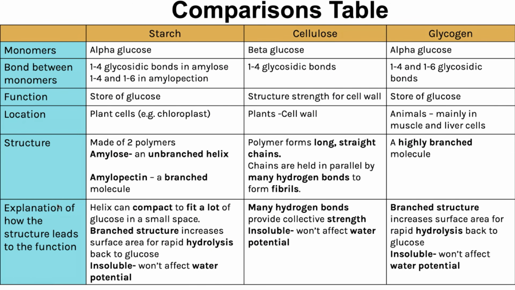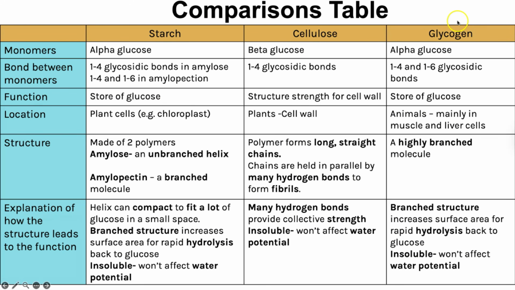This is your summary table of everything you need to know for the polysaccharides. So take a screenshot or pause, or if you have downloaded the booklets that you can get for free in the link in the description, then pause at this stage and fill in this table in your booklets. So the monomers is one thing that you need to know. Starch has alpha glucose, as does glycogen. Cellulose is beta glucose.